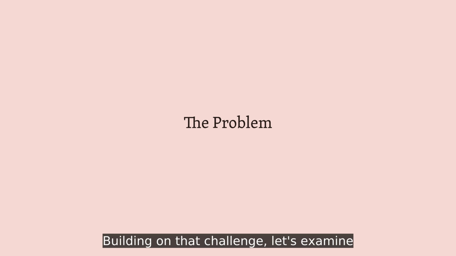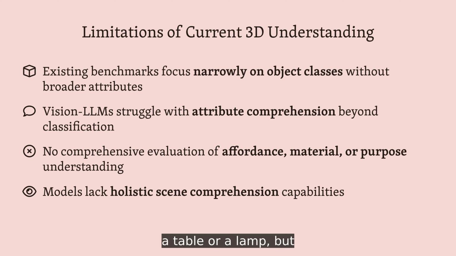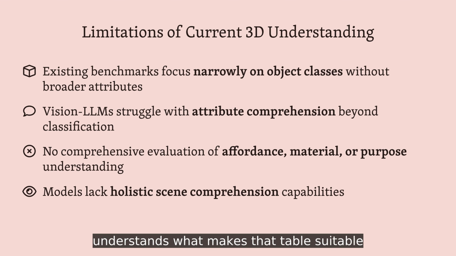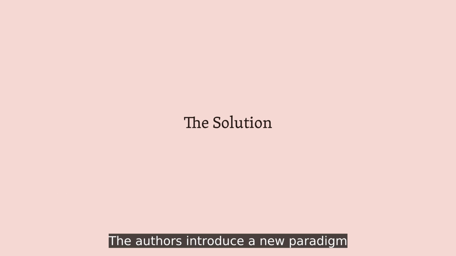Building on that challenge, let's examine why today's models fall short. This limitation stems from how existing benchmarks like ScanNet evaluate models. They test whether a model can identify a table or a lamp, but they never ask whether the model understands what makes that table suitable for dining, or what material that lamp is made from. The authors introduce a new paradigm to address these gaps.